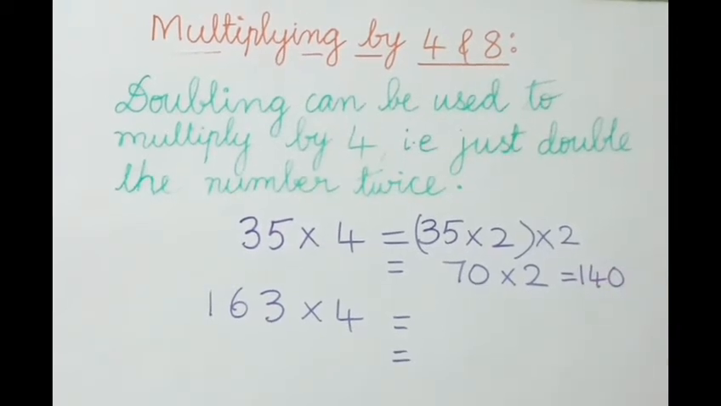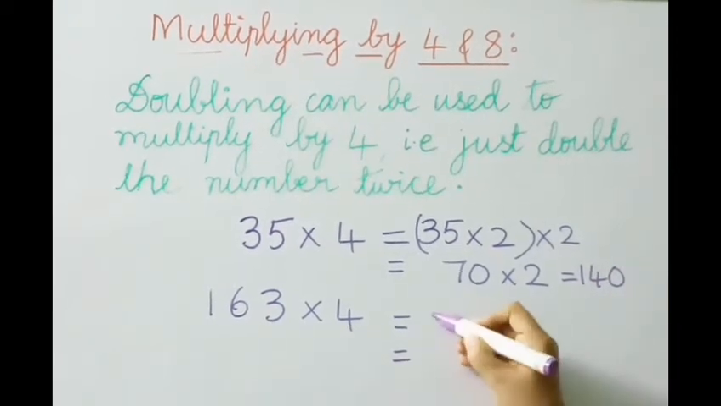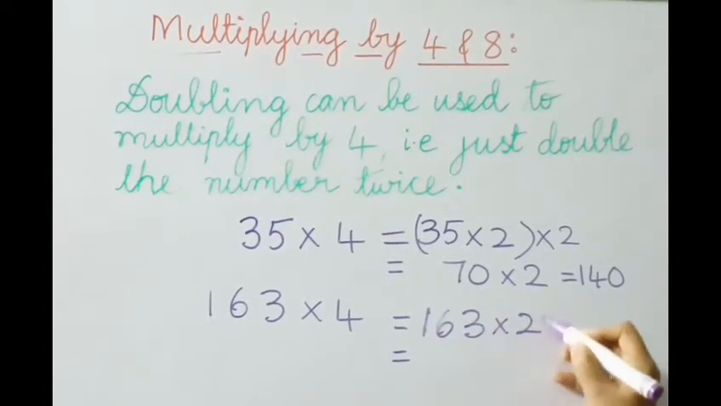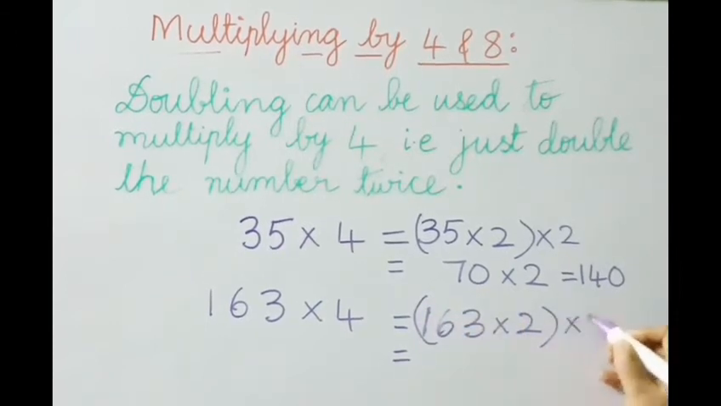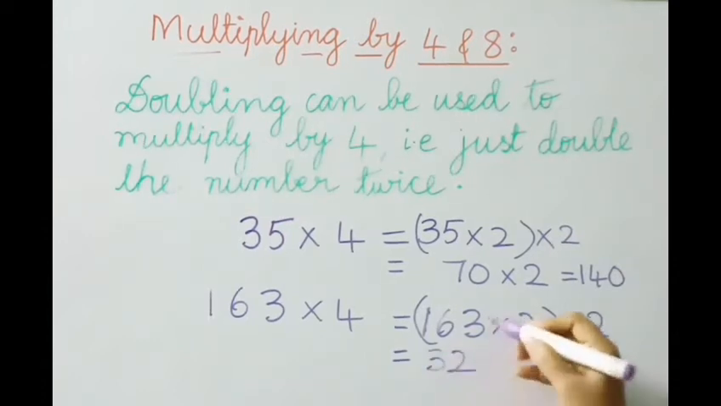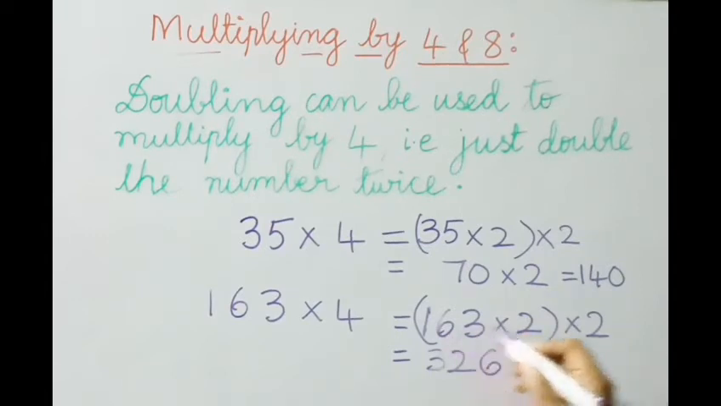See the next example, 163 multiplied by 4. So what do we have to do? 163 multiplied by 2, again multiplied by 2. So 163 twos are, how will we do it? 16 double 32, 3 double 6. So 163 twos are 326. Now this value is multiplied by 2. So 3 double 6, 26 double 52. So the answer is 652.